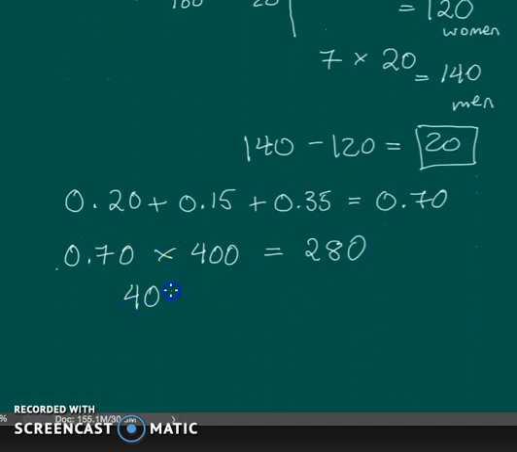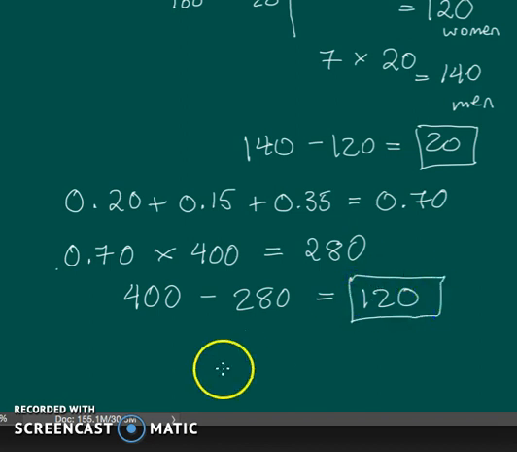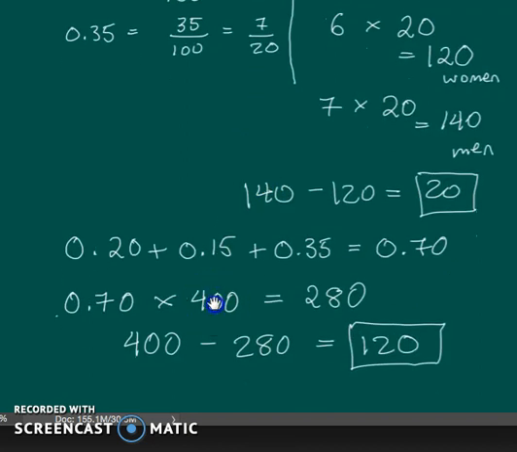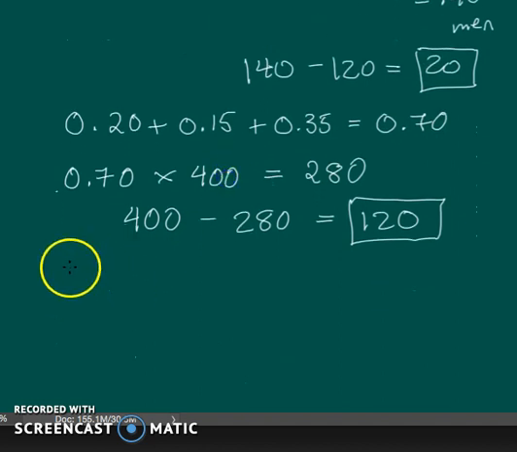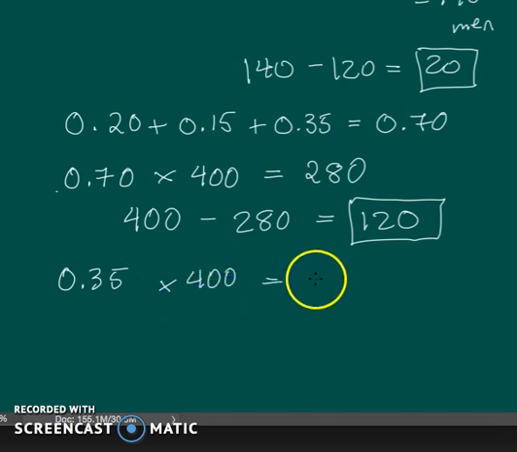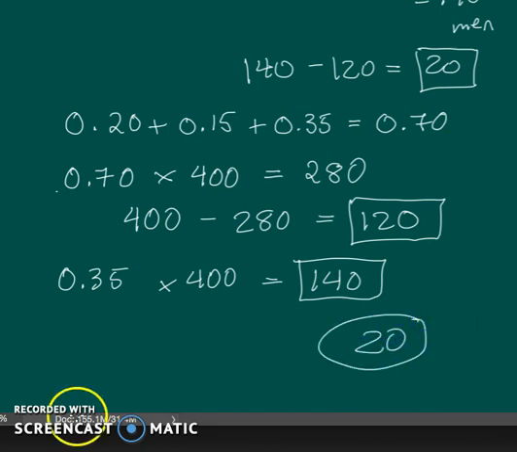And if I wanted to find out how many women there were, I would just subtract 280 from 400, and I would get, once again, 120. And then, if I was told that 0.35 of them had been men, I could have said 0.35 times 400, which would have given me 140 once again. And I can subtract 120 from 140, and I would once again end up with 20 more men than women.